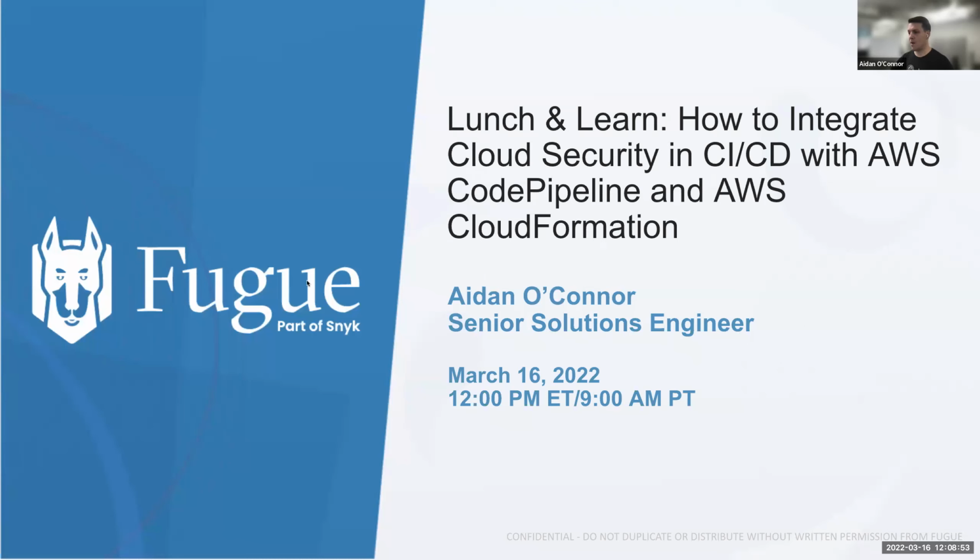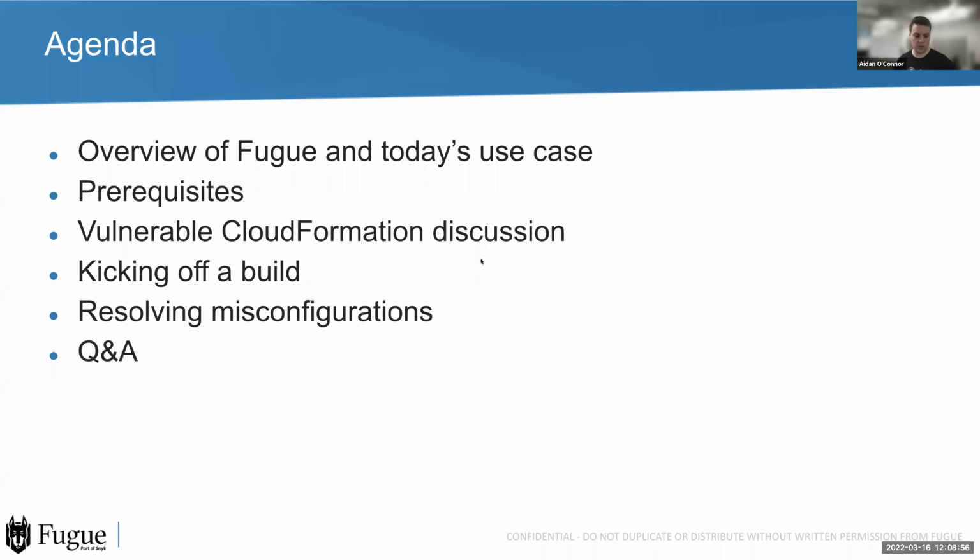I've got about 45 minutes of slides, and then I'll do just a quick demo at the end. I'm kidding, of course. So I'll kick it off today. We'll just do an overview of Fugue and today's use case, in case anyone is not familiar with Fugue. Go over some prerequisites for how you can follow along and put this into action later on today. And then we're going to look at the purposefully vulnerable CloudFormation that I've included in this repository. Then we'll kick off a build. We'll resolve some misconfigurations. I'll show you where you could deploy. I won't be deploying this cloud infrastructure today. And then save some time at the end for some Q&A.